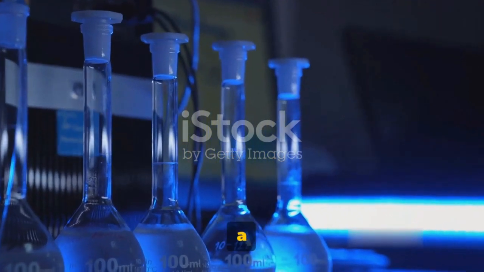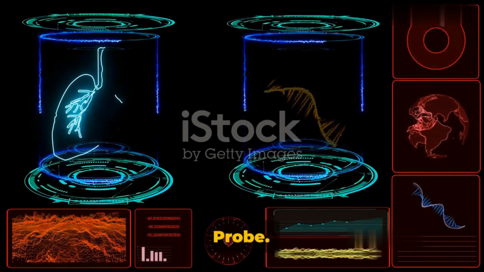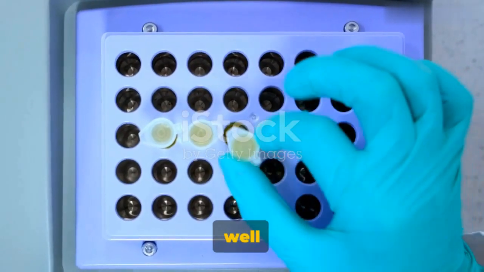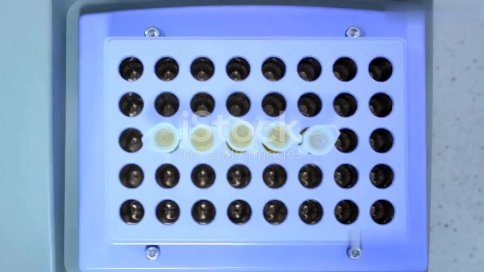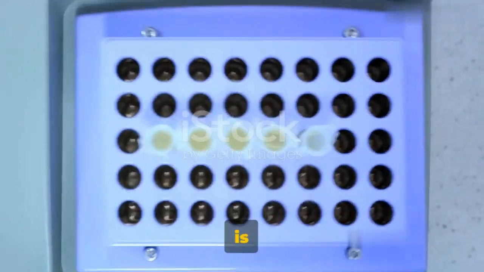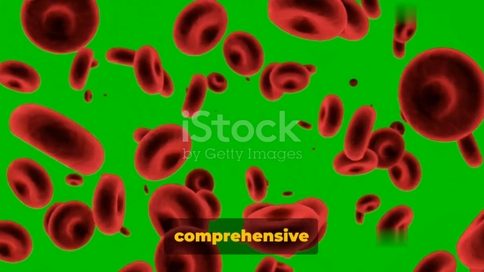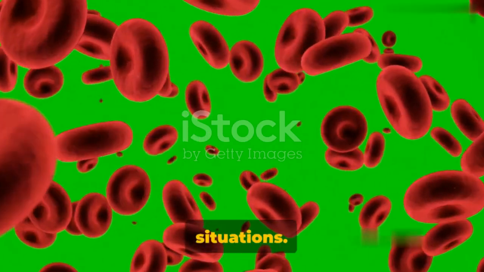SYBR Green also has a unique advantage over the TaqMan probe. It can provide information about each cycle of amplification as well as about the melting temperature. This additional data is not obtained from the TaqMan probe, making SYBR Green a more comprehensive tool in certain situations.